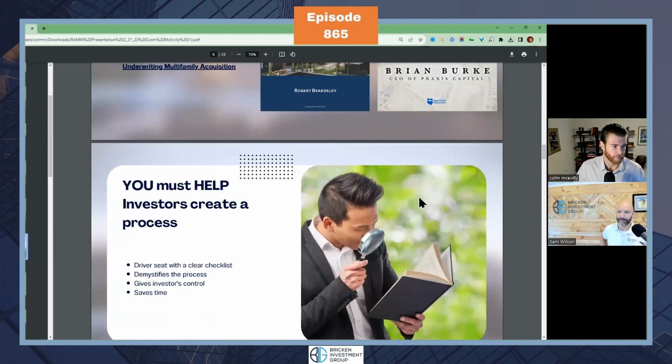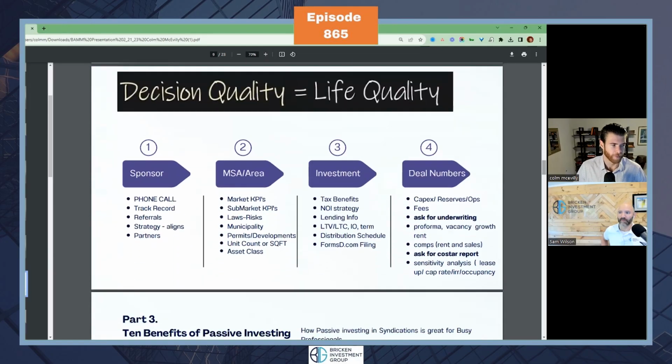If you have a process, it puts you in the driver's seat with a clear checklist. It demystifies the process. It gives you control. It saves you headache and heartache. And you know that you're investing for the right reasons.